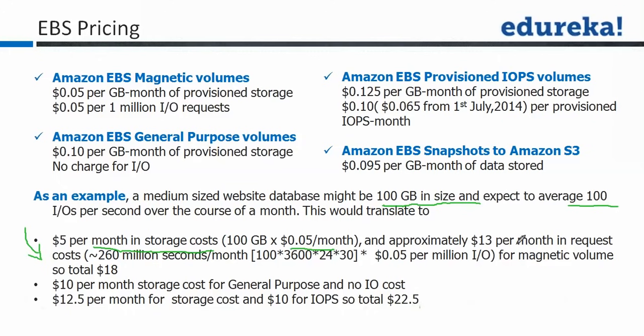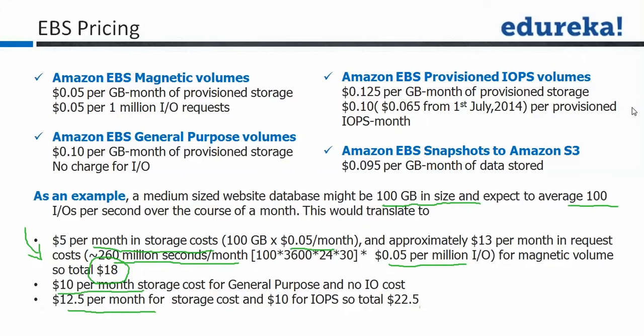Plus, since it's making 100 IOs per second, you consider 100 into 3600 on an hour basis into 24 into 30, so it would make around 260 million IOs over a month into 0.05 cost. So your total monthly EBS cost would be coming to $18 in this scenario. At the same time, if you use the general purpose volume, it would not cost you additionally, it costs you only $10 per month, while provisioned IOPS would be costing you $12.5 per storage cost.